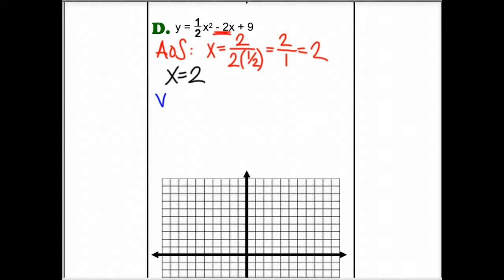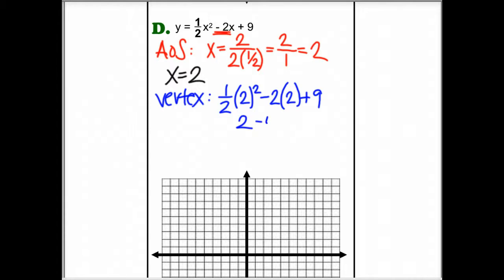For my vertex, put that value in, so we have 1/2 times 2 squared minus 2 times 2 plus 9. 2 squared is 4, half of 4 is 2. 2 times 2 is 4, so minus 4 plus 9. 2 minus 4 is -2 plus 9 is equal to 7. My vertex then is 2, 7.